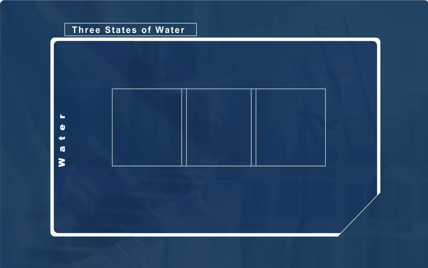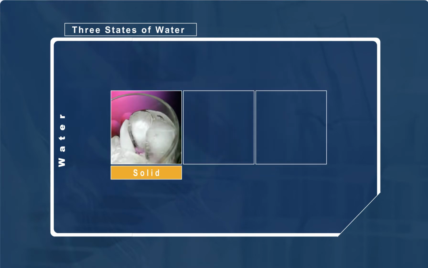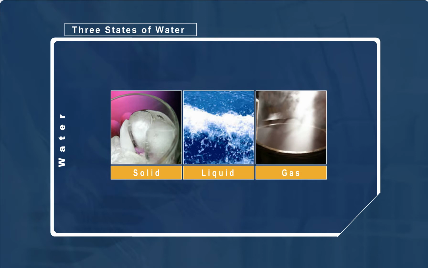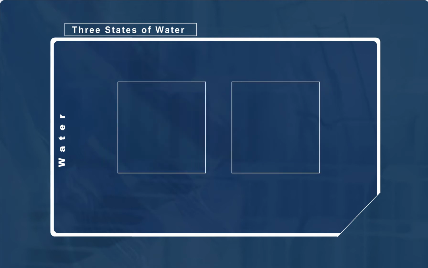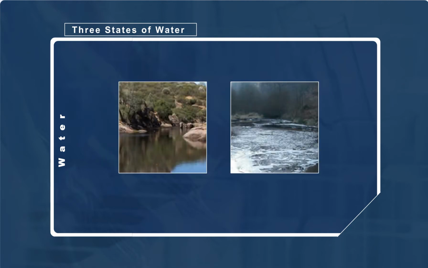Water exists in 3 states: solid, liquid, and gas. All 3 states can exist together at the same time. The state of water can be changed through heating or cooling. Scientists use certain words to describe water changing from one state to another.